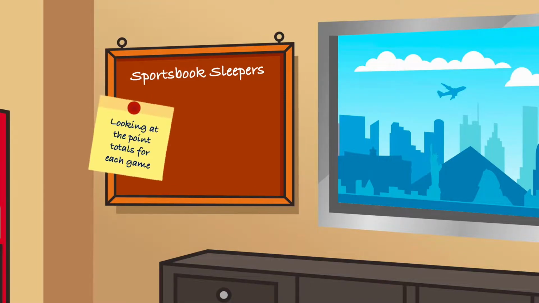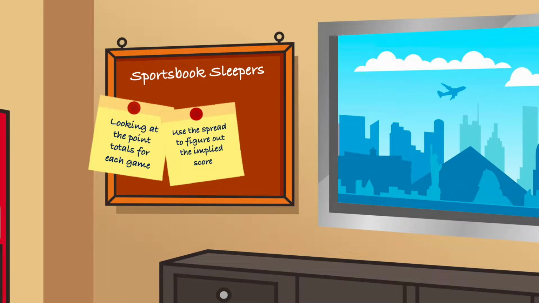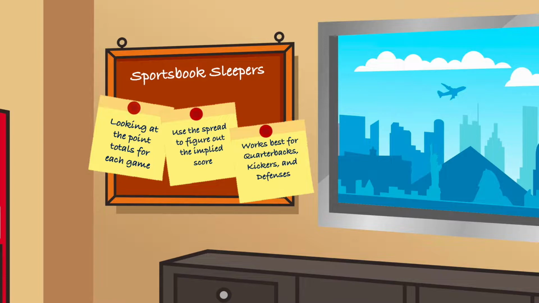First thing we're going to do is look at the point totals for each game. We're then going to use the spread to figure out what is the implied score. And when it comes to picking quarterbacks, kickers, and defenses, some of these strategies have really helped me out over the years, especially in daily fantasy sports, or if you're looking to replace someone on a bye week or need someone off the waiver wires.